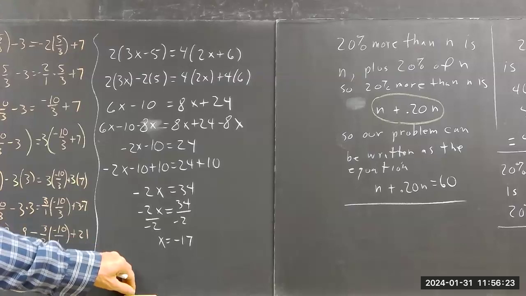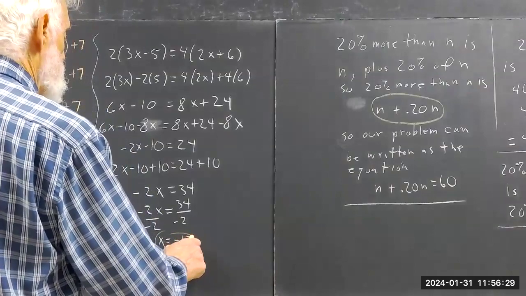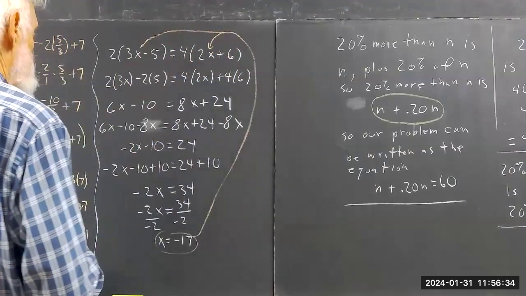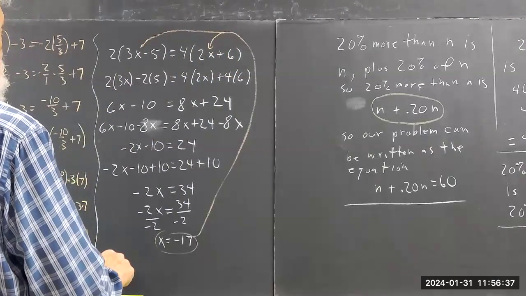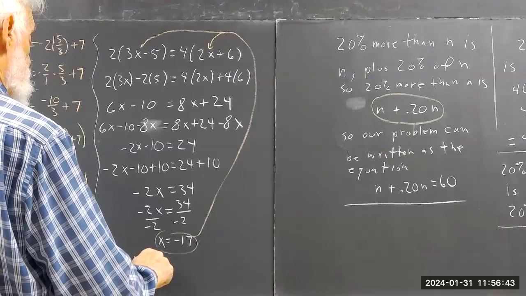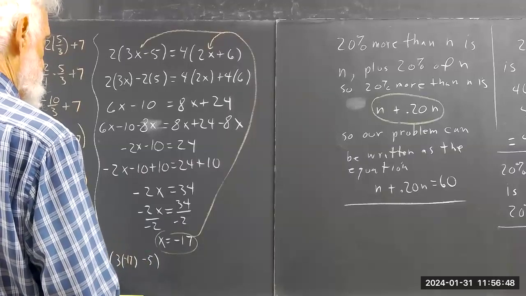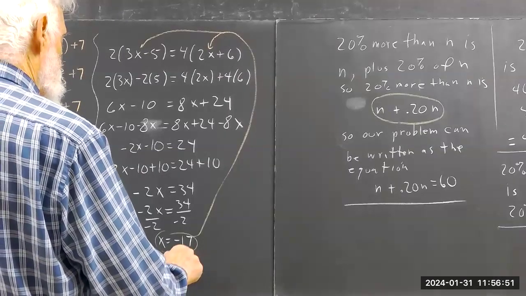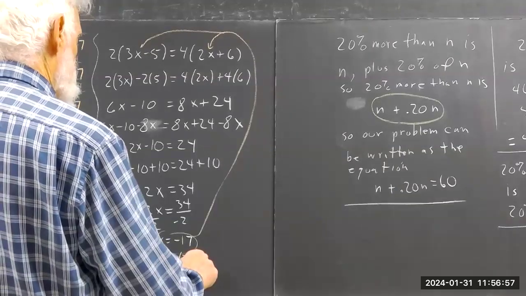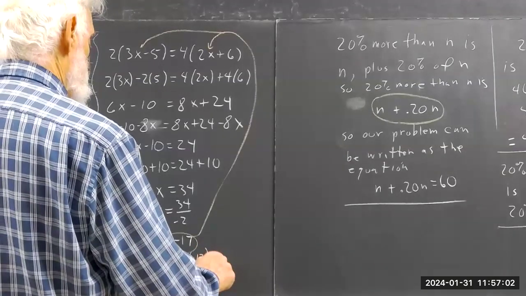Now, if I plug in negative 17, I get 2 times (3 times negative 17 minus 5) equals 4 times (2 times negative 17 plus 6). How do I simplify this?